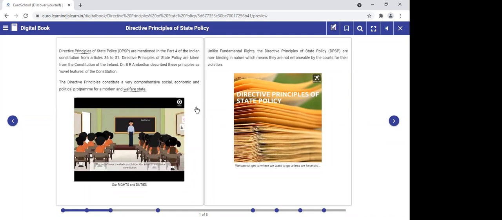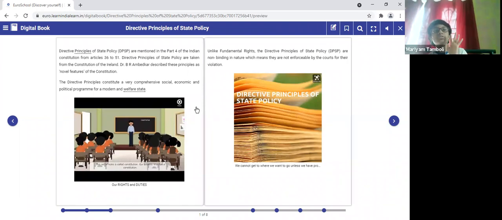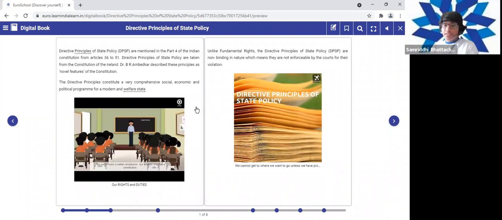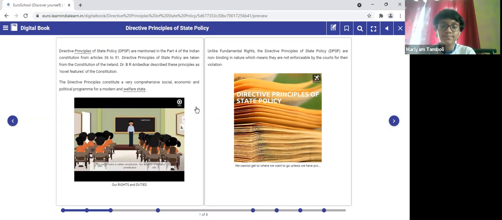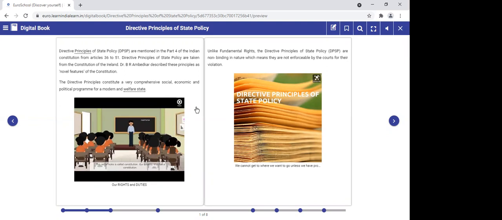Okay, so basically, what are directive principles? Directive principles of state policy, which is also called DPSP. Where is it mentioned, where do we have all these directive principles? In Part 4 of the Indian Constitution. From Article 36 to 51. Very good.